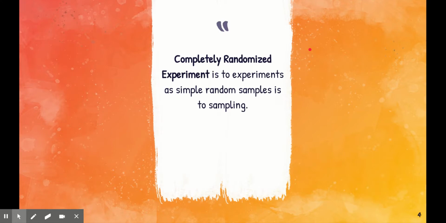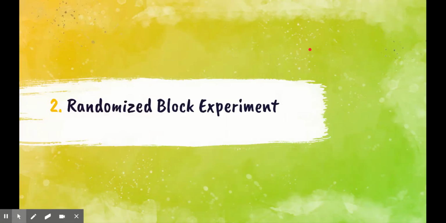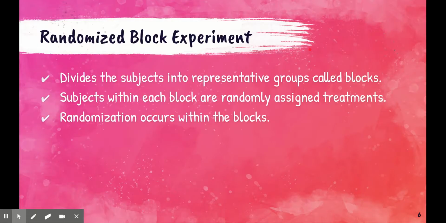When using an analogy, completely randomized experiments is to experiments as simple random samples is to sampling. Second, we're going to talk about randomized block experiment. In a randomized block experiment, we divide the subjects into representative groups called blocks. Subjects in each block are randomly assigned treatments, and the randomization occurs within the blocks.